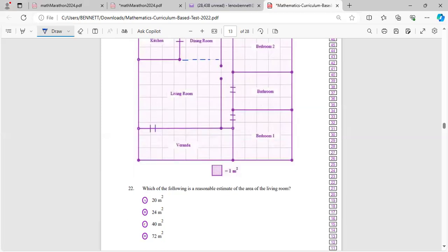Sir, I got 40 meters square. All right. So guys, do we agree? That's the same thing, yes, sir. Yes, sir, I agree. Yeah, so we could literally count across and then go down and then multiply.